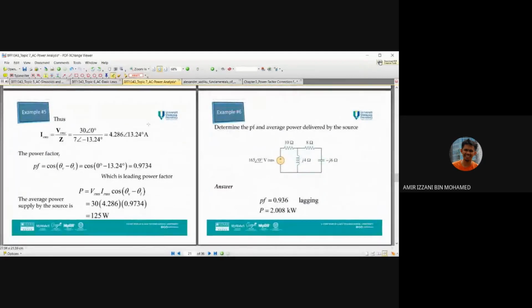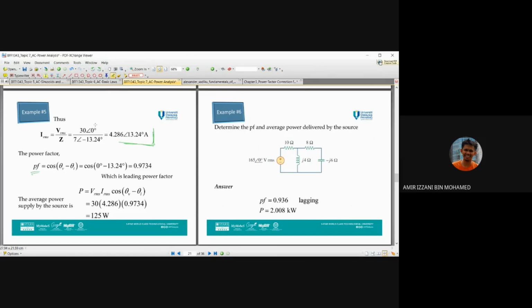So from there, we can determine the current of the circuit by using V RMS over Z. Okay, so we can get the RMS current, and then from there we can determine the power factor.